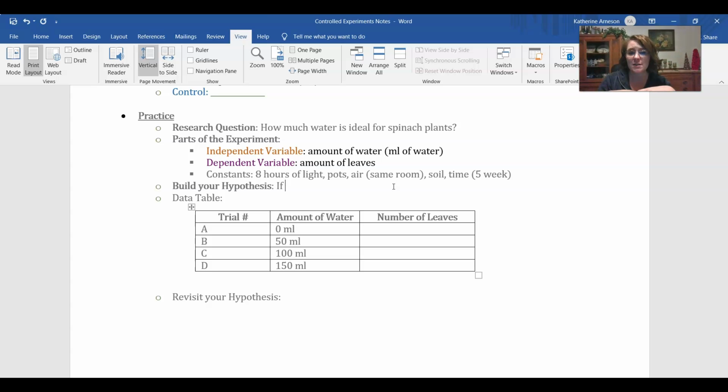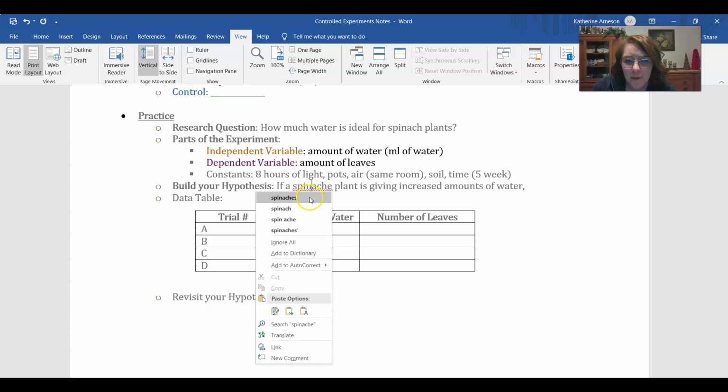I'm going to use increase and decrease for the most part because those are the more sciencey sounding ones. So I'm going to say if a spinach plant is given increased amounts of water. Okay, so that's my if.